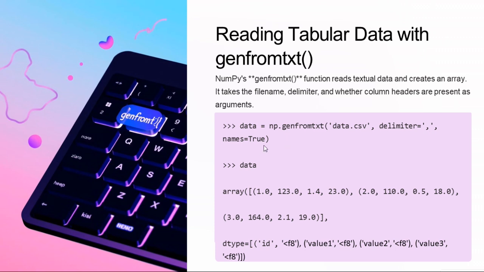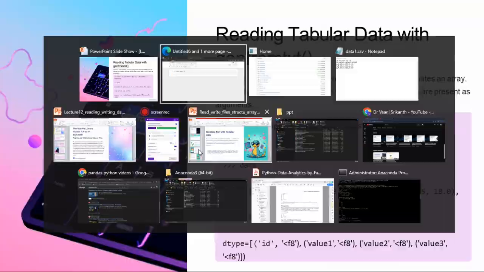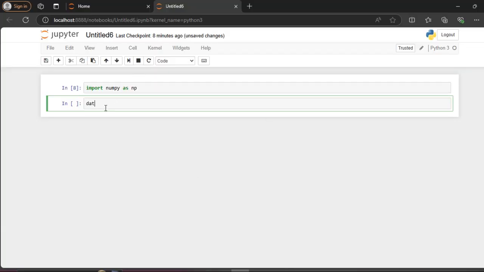And names is equal to True. Now what is this names? If I give it as True, that means the column headers are present in the file. If I use None, we will see that in the execution and what difference it makes. Okay, now let's create it. So let's use the np.genfromtxt function.